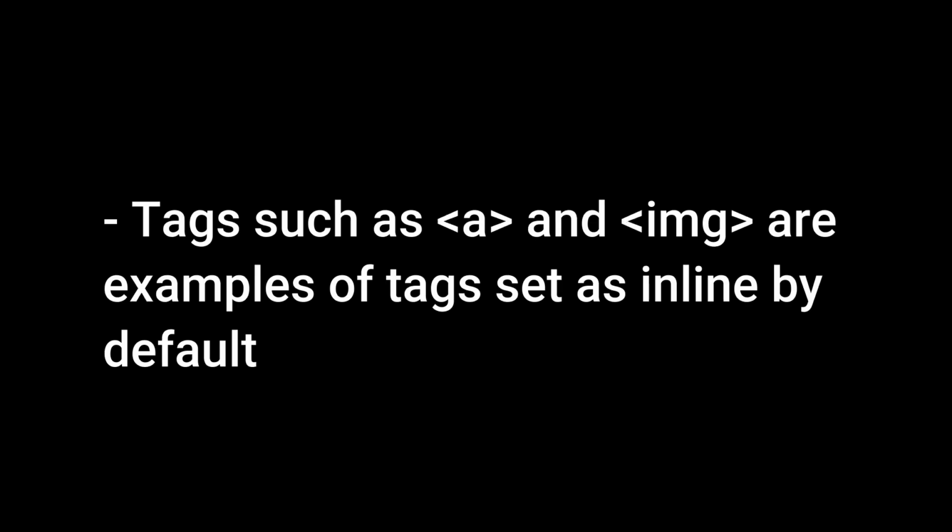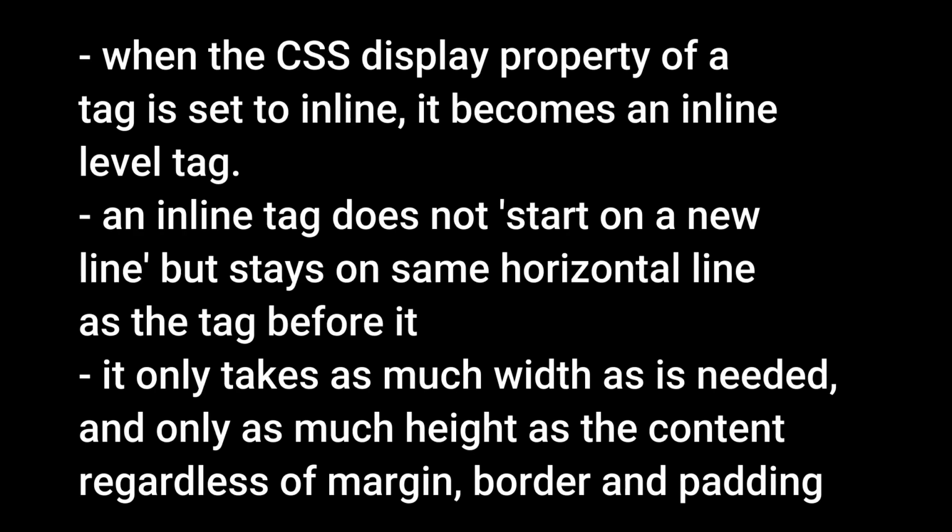Tags such as the A tag and the image tag that we will discuss in the next video are examples of tags that are set as inline by default. When the display property of a tag is set to inline, it becomes an inline level tag. An inline tag does not start on a new line. It also takes only as much width as is necessary and only ever as much height as the content inside it, which in this case is the text between our A tags.